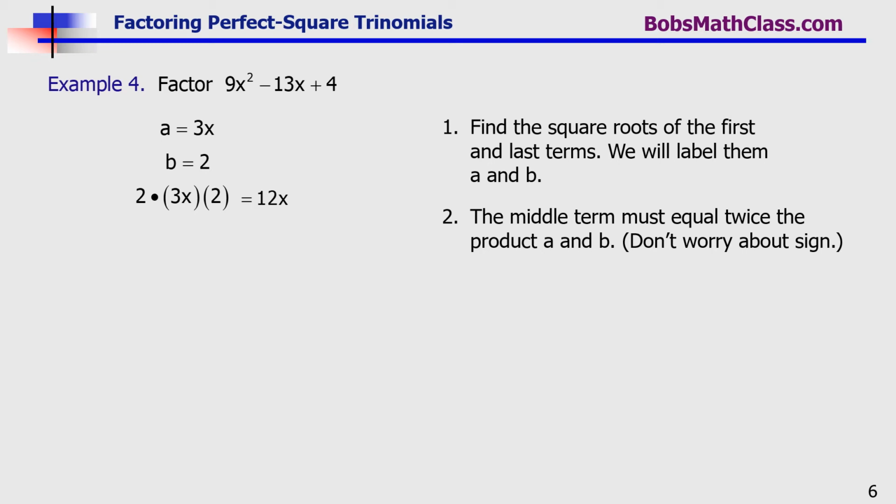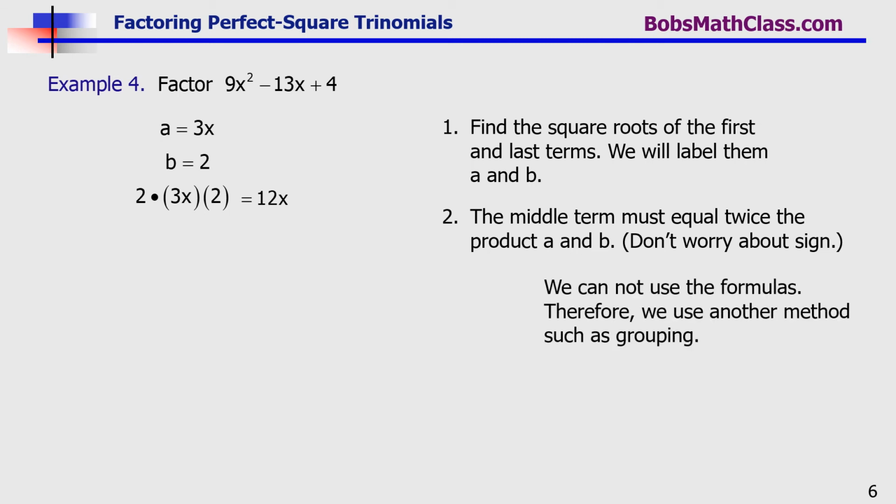So what do we do? Well, we go back to what we were doing on previous trinomials. We could factor by grouping. Again, there are other methods. Grouping is just one I tend to show most often. All right, so let's do this trinomial. The method is to multiply a times c. Multiply the first number and the last number.